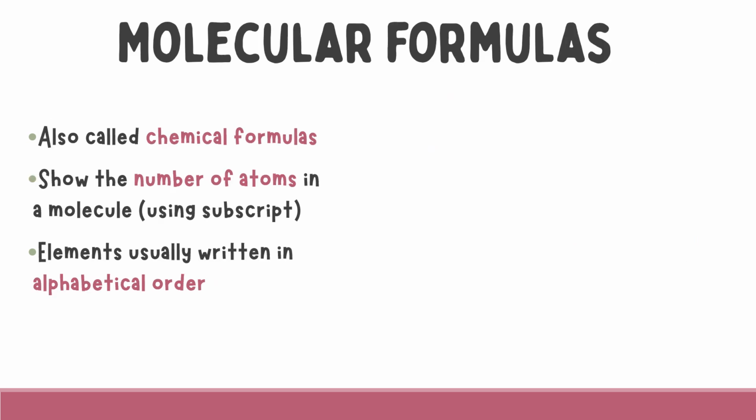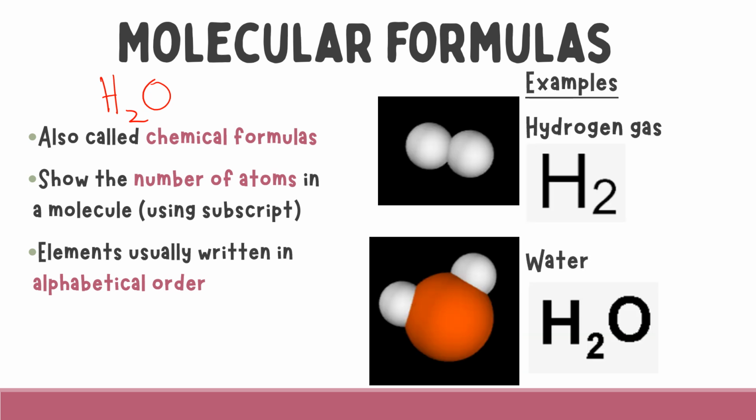So we're going to use those chemical symbols to build a molecular formula. You might also hear molecular formulas called chemical formulas. It's the same thing. So we often say the chemical formula for water is H2O. That's the same as a molecular formula, because it's telling us how many atoms there are in one molecule of that particular substance. And we use this thing called subscript to show how many atoms there are. We normally also have the elements in alphabetical order, but we'll come back to that in a second.